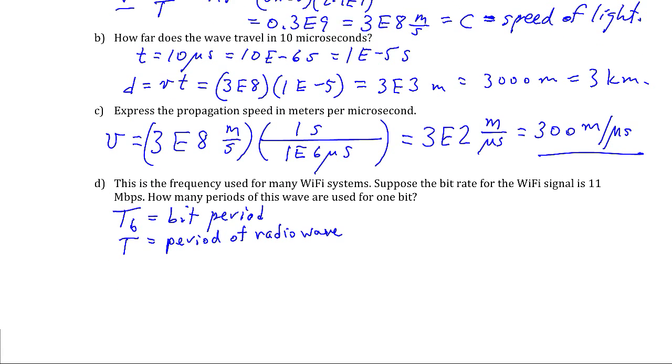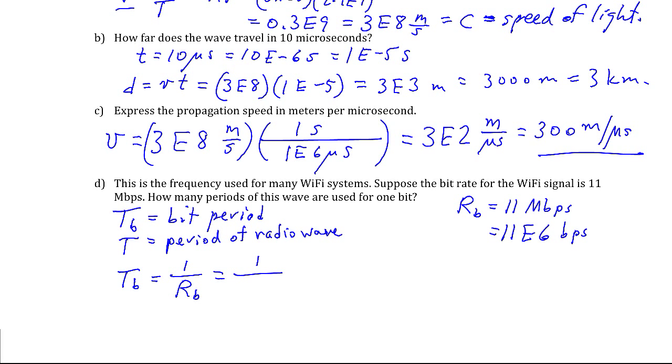All right. First of all, let's calculate the bit period. The bit period is 1 over the bit rate. And we're given the bit rate, RB, of 11 megabits per second, which is 11 times 10 to the 6th bits per second. And I'm going to go ahead and plug that in here, 1 over 11 E6. And if I, on my calculator, type 11 times 10 to the 6th and hit the 1 over X button, I'm going to get 9.09 times 10 to the minus 8 seconds. That's the bit period.